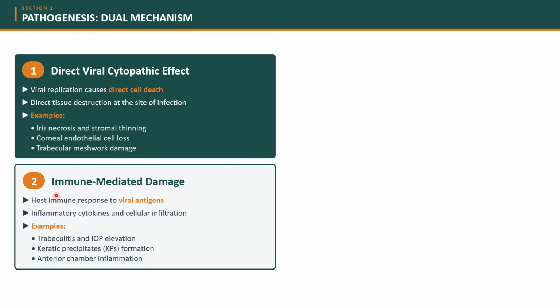Another mechanism is the immune-mediated mechanism, in which the host immune response to the viral antigens will create a lot of inflammatory mediators, cytokines, and interleukins. All of them will destroy the viral antigen, as well as the host tissue itself. This happens also in trabeculitis, and what you see as keratic precipitates is a sequela of this damage and destruction, and you will find mild to moderate inflammatory reaction in the anterior chamber.